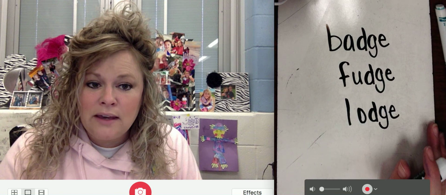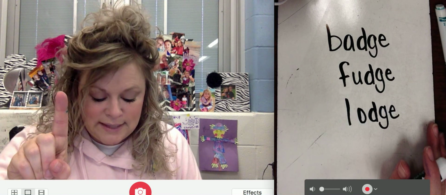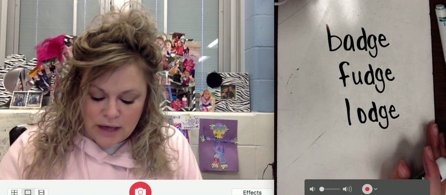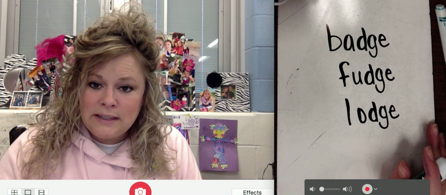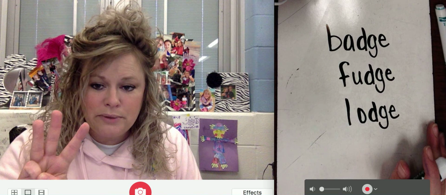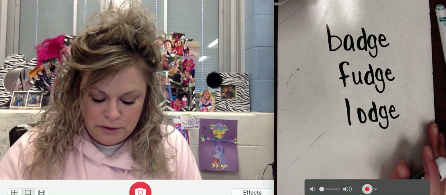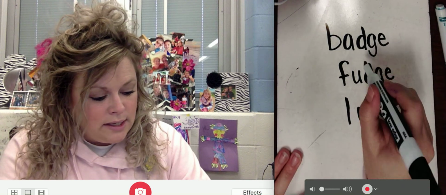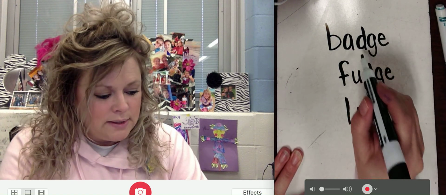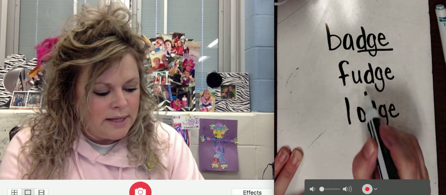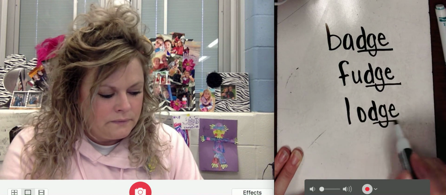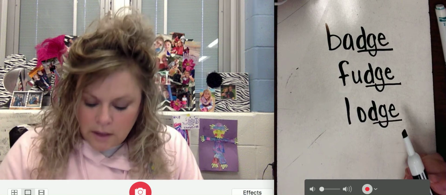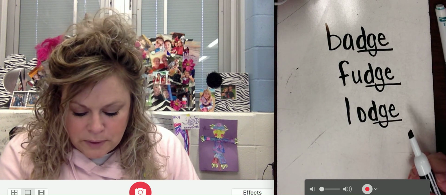And what do you think three letters that make one sound is called? It is a trigraph. A trigraph is similar to a digraph, except it has three letters that make one sound instead of two. But they're coded the same way. So D, G, E are the letters that represent the J sound. And we're going to underline D, G, E because they are trigraphs.